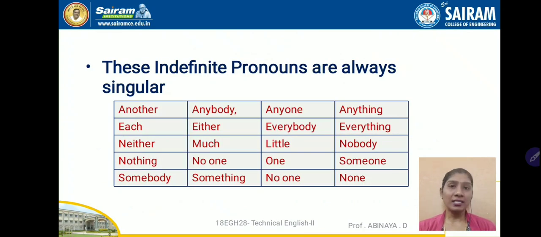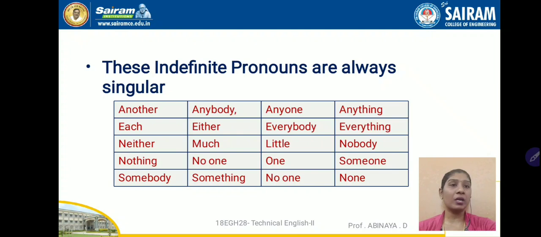See here, there are some pronouns which we can take only as singular. See there: another, anybody, anyone, anything, each, either, everybody, everything. Such words, everybody, everything, sound like plural, but they are singular. Neither, much, little, nobody, nothing, no one, someone, somebody, something, none again. Right. All these words are pronouns which are to be taken only as singular.